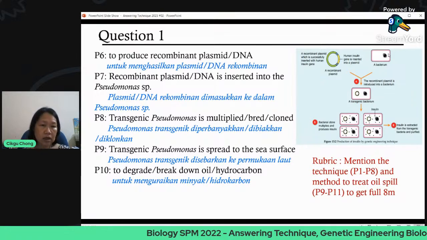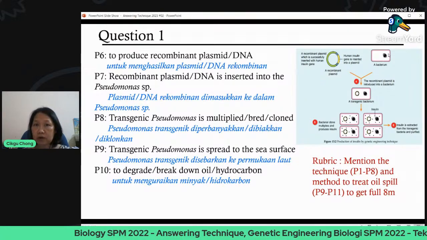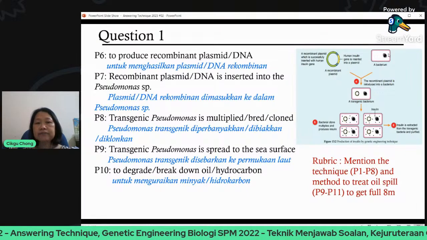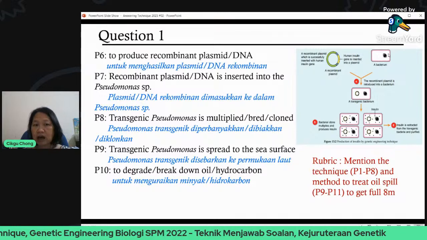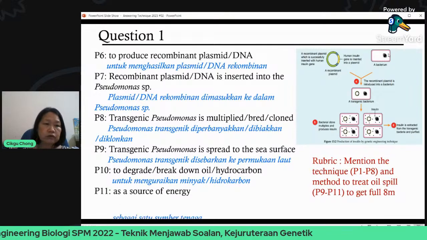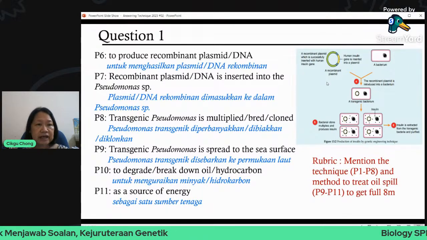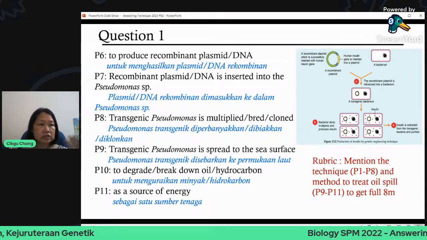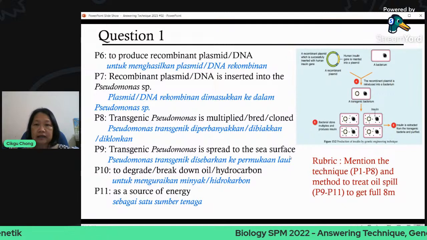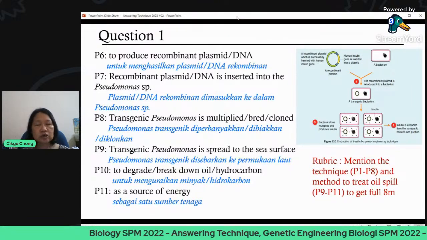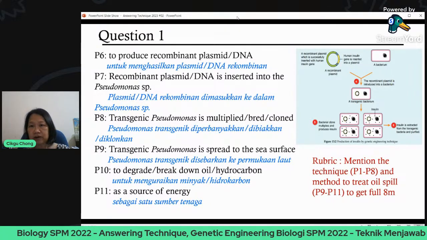Because as you know, the majority of the oil molecules here are actually hydrocarbons, long chains of carbon. Okay, and then whatever is produced after the breakdown can be used as a source of energy. Okay, so this is the process. So P1 to P8, you can talk about the technique, all right? And then 9 to 11, you talk about what you're going to do, how you're going to solve the problem of the oil spill. All right, okay?